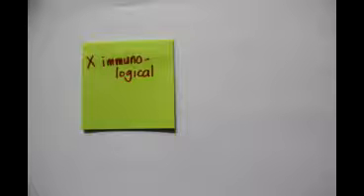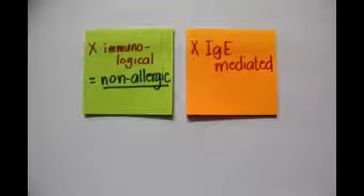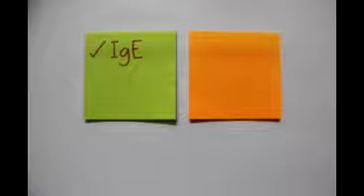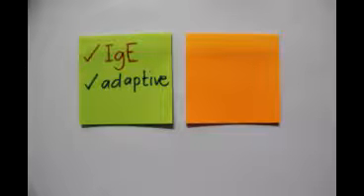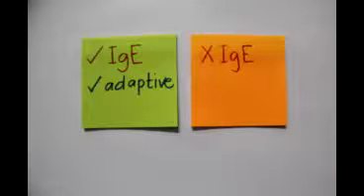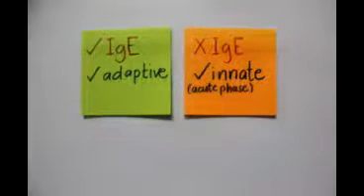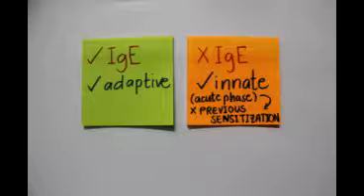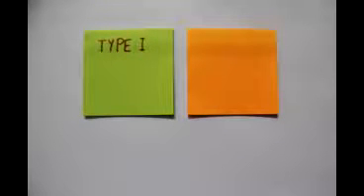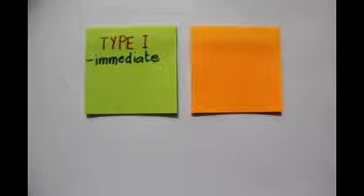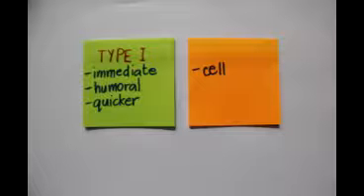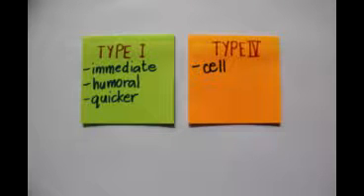Reactions that are not immunologically mediated are called non-allergic anaphylaxis, and reactions that are not IgE mediated are anaphylactoid reactions. IgE-mediated reactions occur based on adaptive immunity, while non-IgE-mediated reactions occur through innate immunity, specifically by acute phase response, wherein previous sensitization is not required. Anaphylaxis is a type 1 or immediate hypersensitivity and is also based on humoral immunity, which has a quicker response than cell-mediated immunity found in type 4 hypersensitivity.